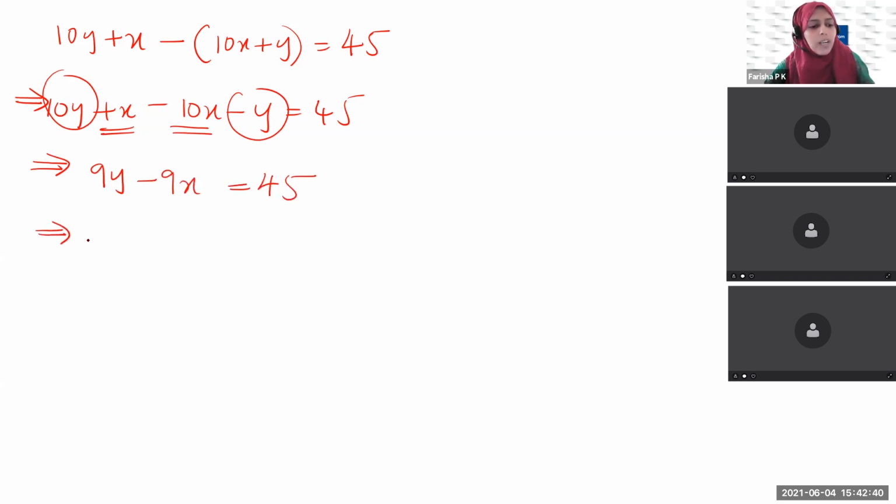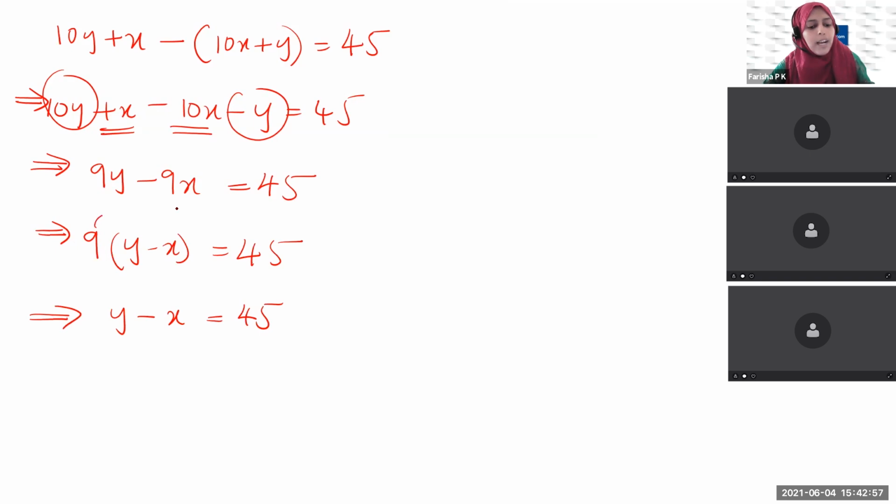Now, I have 9 as common. So here, 9 I'll take outside the bracket. Now, 9 into (y minus x) is equal to 45. Next step, you'll get the equation as y minus x is equal to 45, which is multiplied by 9.